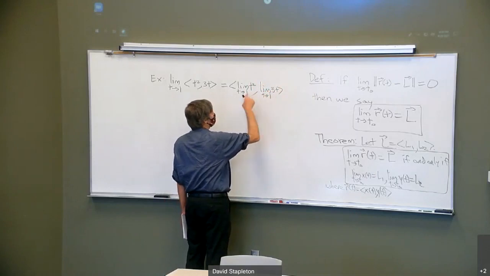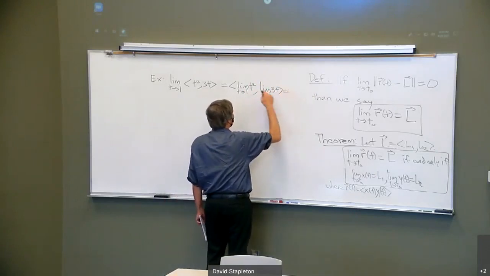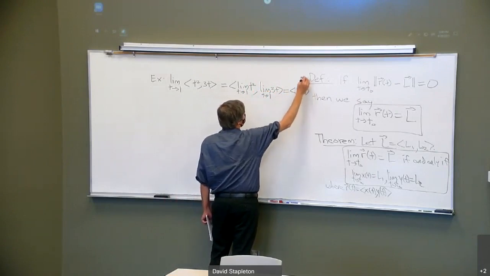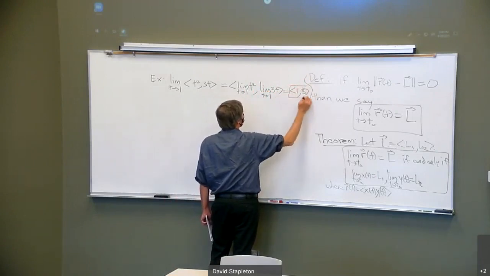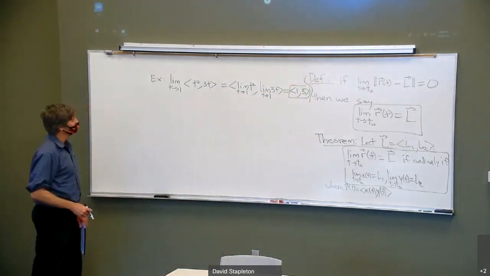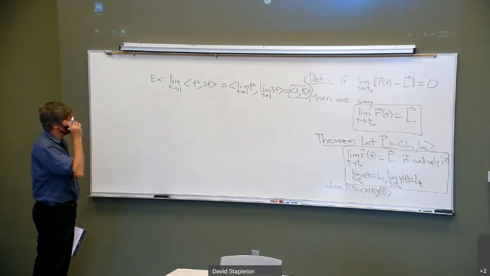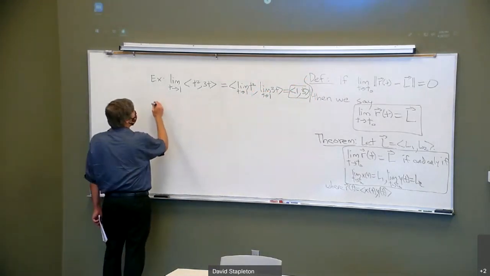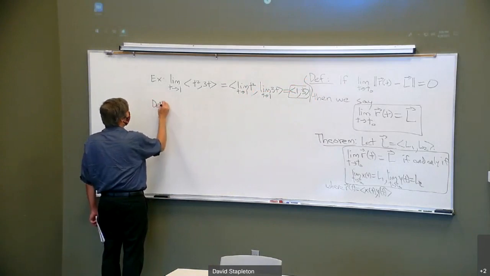Well, I know this because these are calculus 1 problems. The limit of t squared is 1. The limit of 3t is 3, as t approaches 1. So there's the limit. It's as easy as that. Just take the limit of each component. Very straightforward, but don't make that hard. Now, another definition.